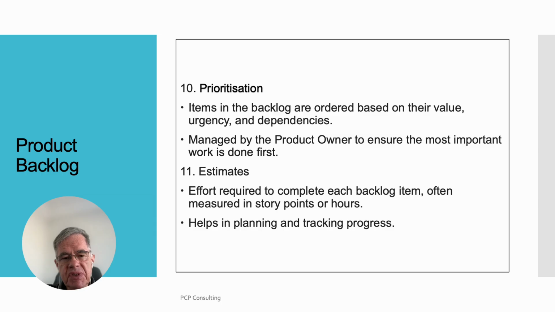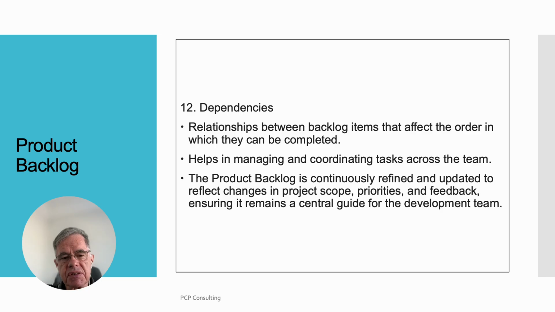Prioritization. Items in the backlog are ordered based on their value, urgency and dependencies. This is managed by the product owner to ensure the most important work is done first. Estimates. Effort required to complete each backlog item, often measured in story points or hours, helps in planning and tracking progress. Dependencies. Relationships between backlog items that affect the order in which they can be completed. Helps in managing and coordinating tasks across the team.